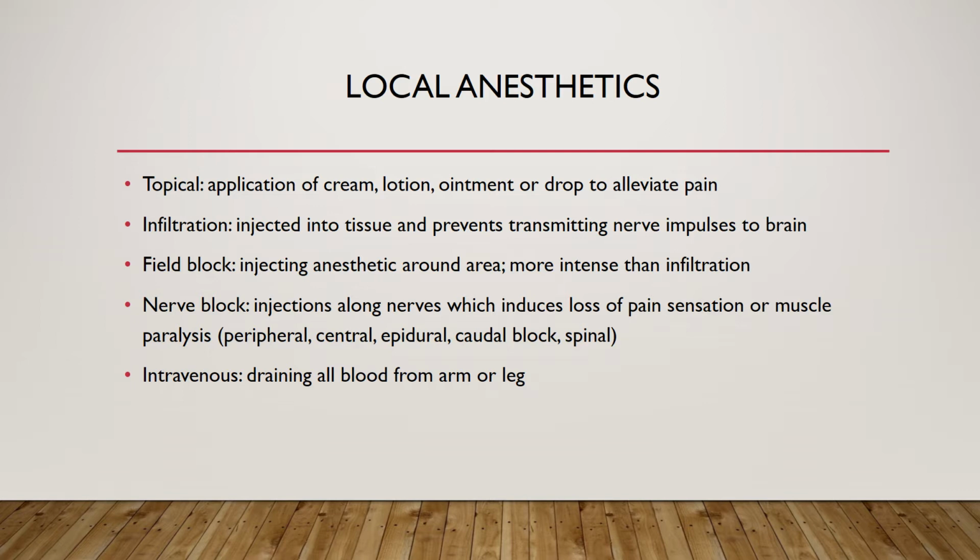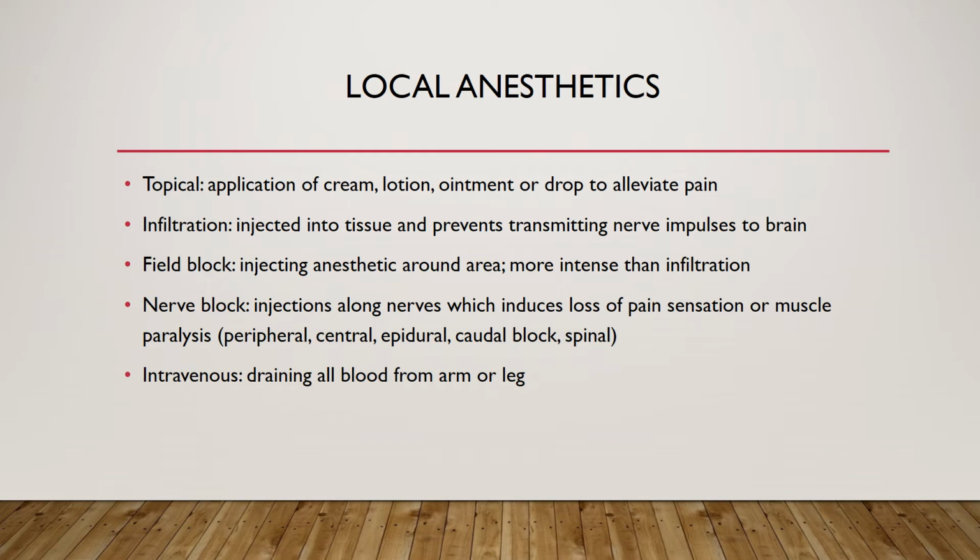Infiltration local anesthesia is injecting the anesthetic directly into the tissue that will be treated. The anesthetic comes into contact with nerve endings in the area injected and prevents them from transmitting nerve impulses into the brain. Field block local anesthesia involves injecting the anesthetic all around the area that will be affected by the procedure or surgery. This form is more intense than infiltration anesthesia because this form comes in contact with all the surrounding nerve endings in the area. Field block is commonly used with tooth extraction procedures.